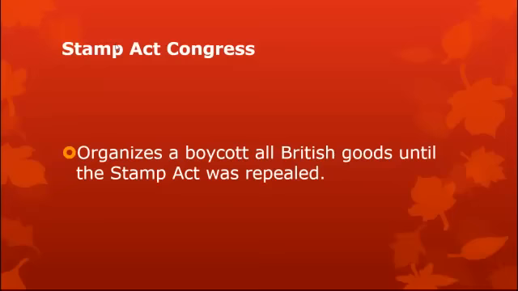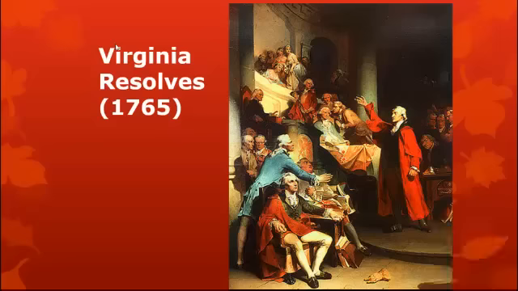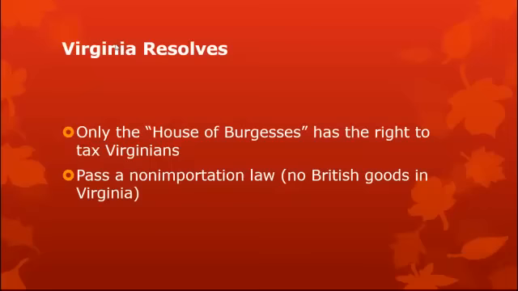So in order to put pressure on the British, to change their perspective and get rid of the Stamp Act, the Congress, which is made up of leaders from all of the colonies, organized a boycott in the colonies of all British goods until the Stamp Act was repealed. So the Americans are starting to use peaceful protests, boycotts, in order to try to effect change. Right on the heels of the Stamp Act Congress, in Virginia, which was the largest and wealthiest colony, they passed something known as the Virginia Resolves, which basically said the exact same thing as the Stamp Act Congress: that only the House of Burgesses, the House of Government elected by Virginians, had the right to tax.